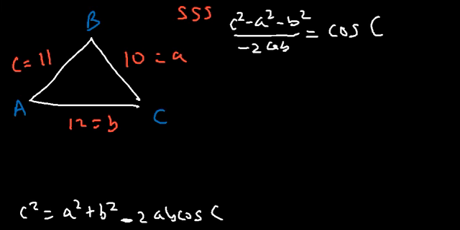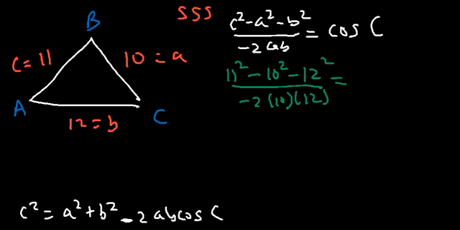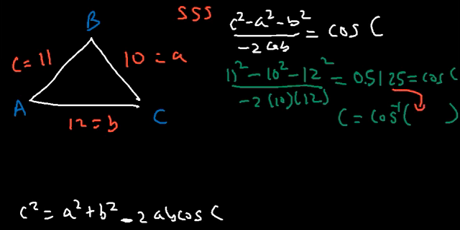Once you find the first angle, you can use law of sines to find the rest. So let's solve this example. So c is 11, a is 10, and b is 12. Now what I would do is just get the decimal value of that fraction. If I typed in everything correctly, I got 0.5125, and that's equal to cosine of c. So therefore, c is equal to the inverse cosine of that number. So inverse cosine of 0.5125, angle c is about 59.2 degrees.